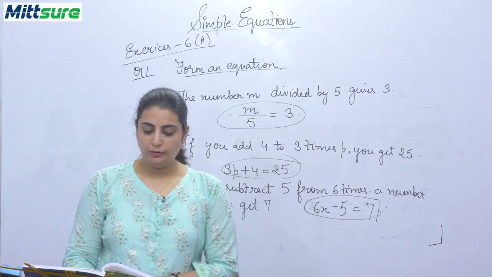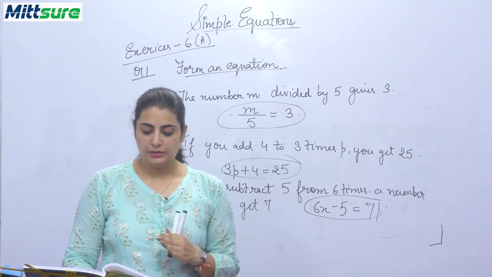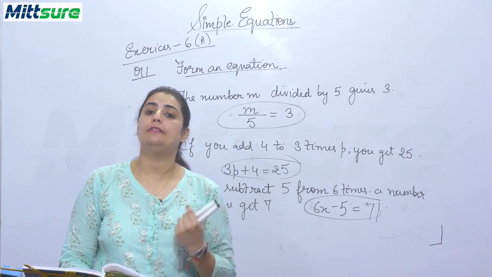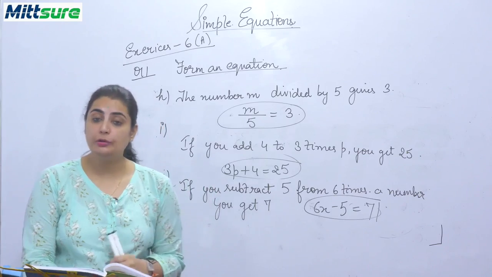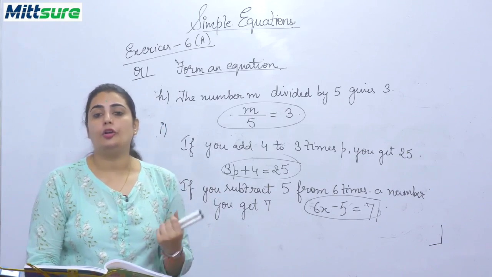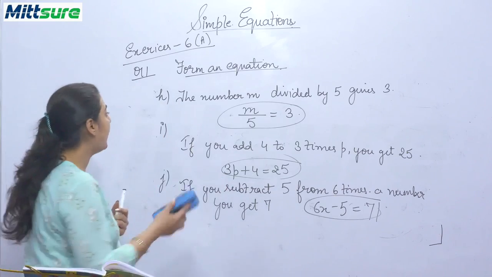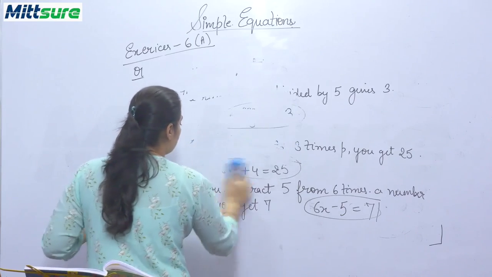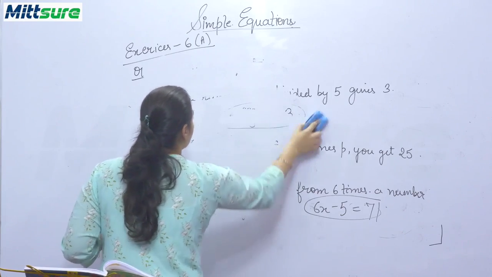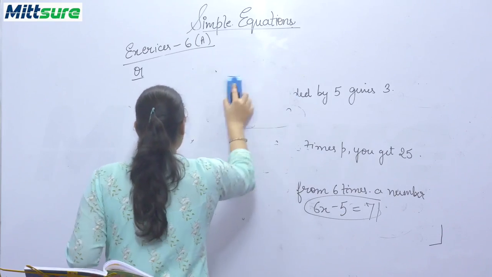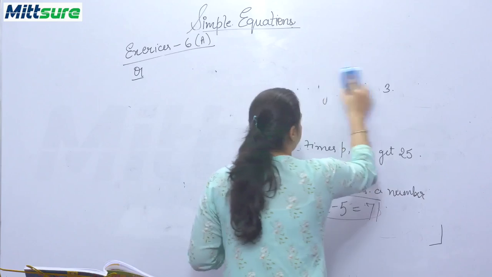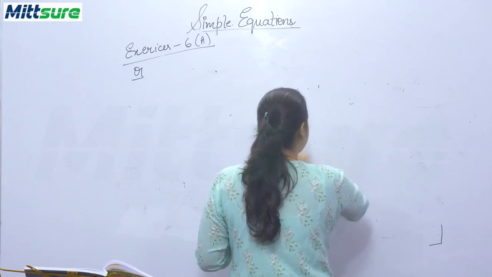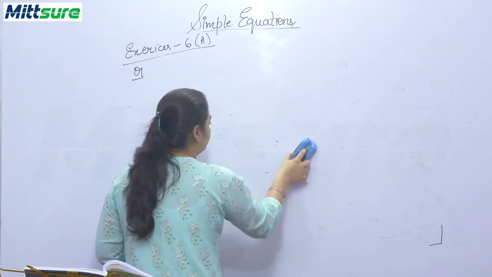Now in the next question, we will find out whether the value of x, or whatever value of the variable is given to us in the equation, is correct or not. So we will be substituting the value of the variable in the equation, and we will find out whether the value that is given to us is correct or not. So we will simply substitute the value.